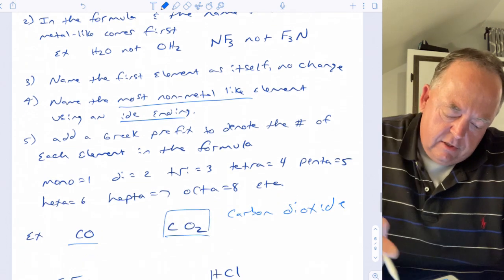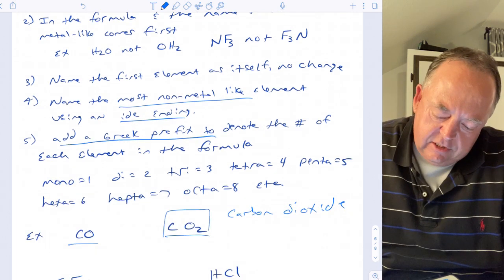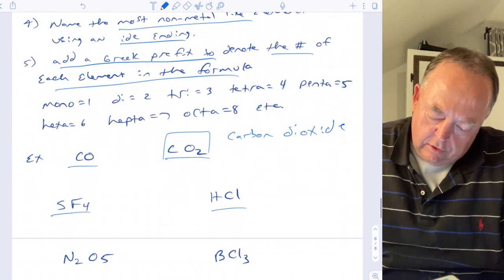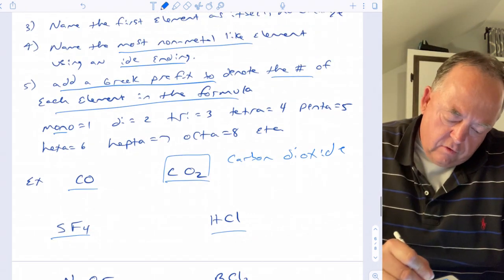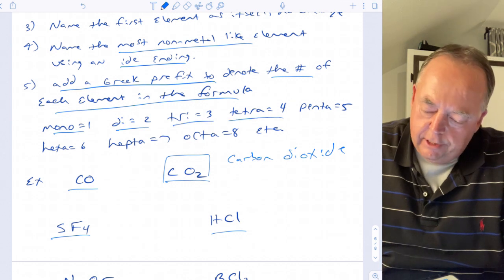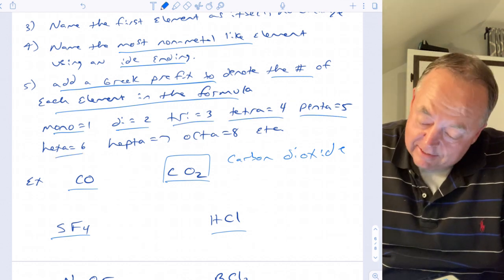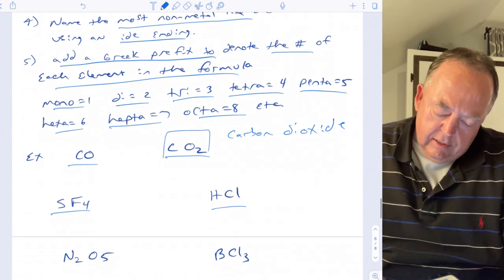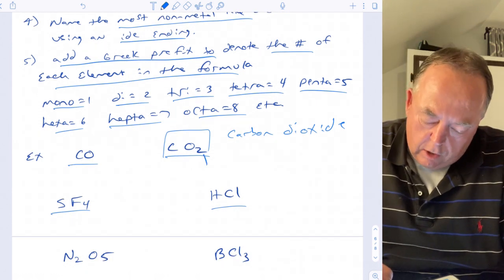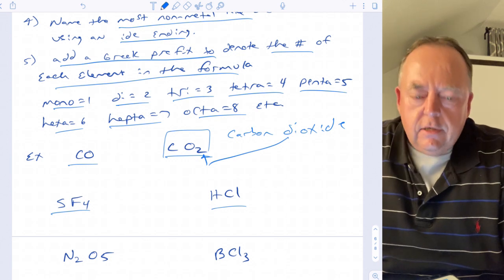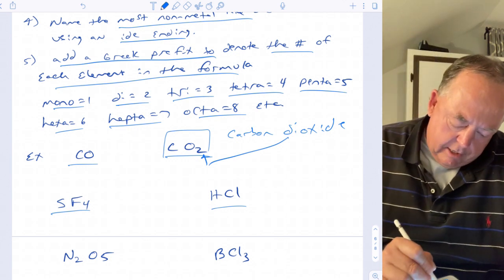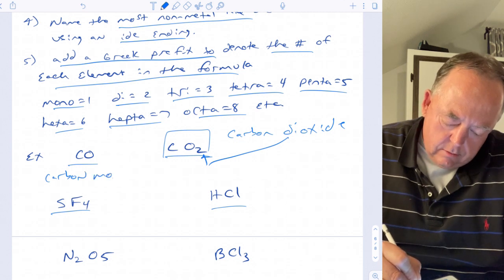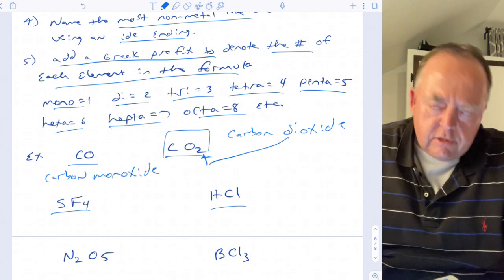What is different is that you're going to add a Greek prefix to denote the number of each element in the formula. So you use mono for 1, di for 2, tri for 3, tetra, penta, hexa, hepta, octa, and so forth. So for carbon, since there are 2 oxygens, it's dioxide, right? And here this would be carbon, only 1 oxygen, so monoxide.